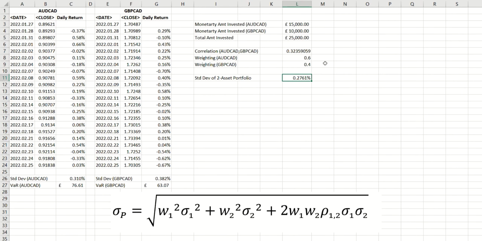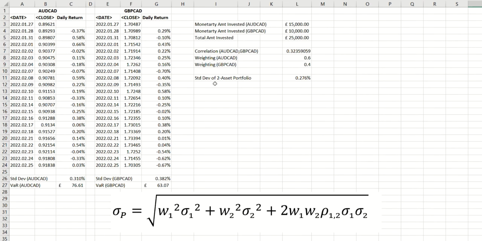So let's take a look at how this compares with the standard deviation of the individual positions that we had previously. And the first thing you'll notice is that it's less than these. So what that means is that the volatility of the portfolio has been reduced as a result of trading both of these positions together. And this is the power of diversification and having diversified assets within a portfolio.